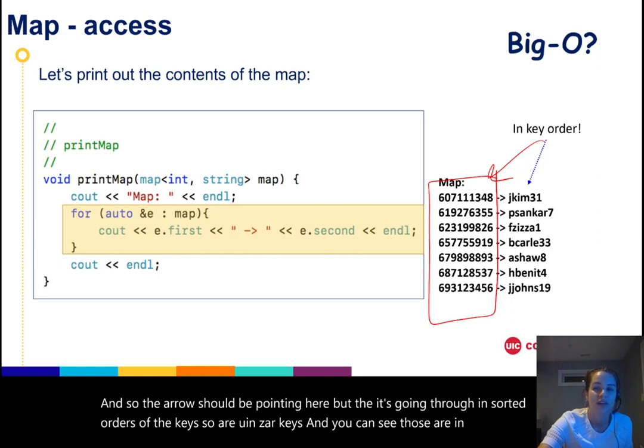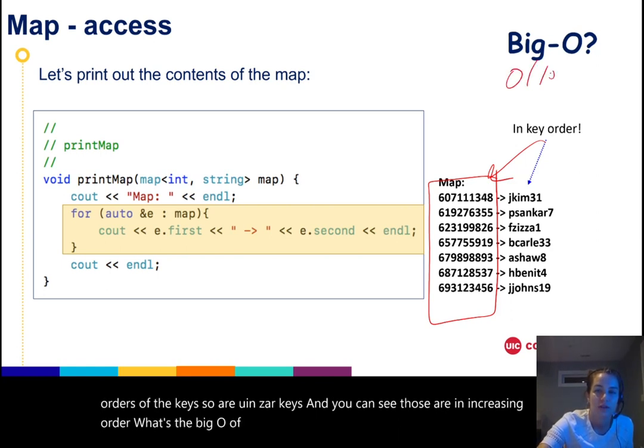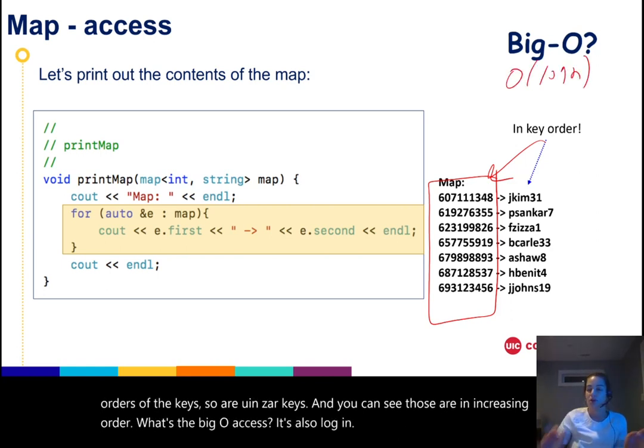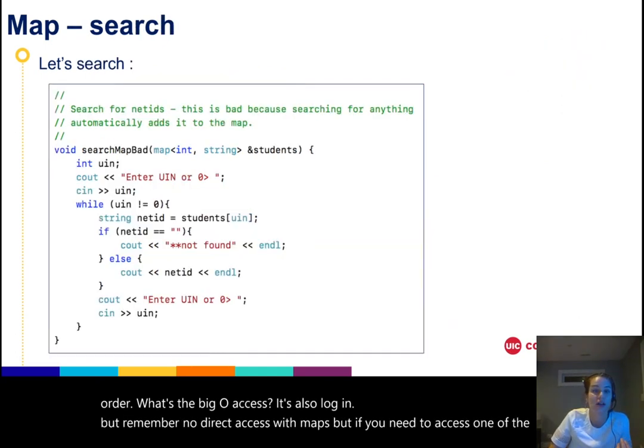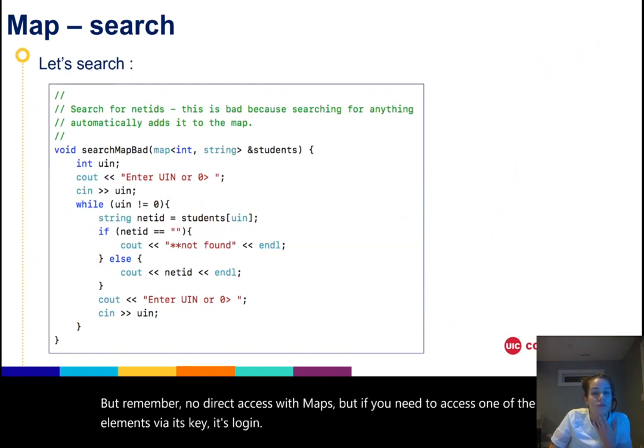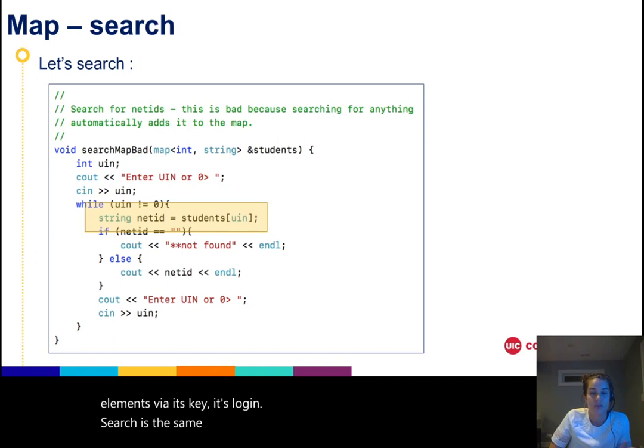What's the big O of access? It's also log n. But remember, no direct access with maps, but if you need to access one of the elements via its key, it's log n. Search is the same as access, right? It's the same thing for a map, and so it is also log n.